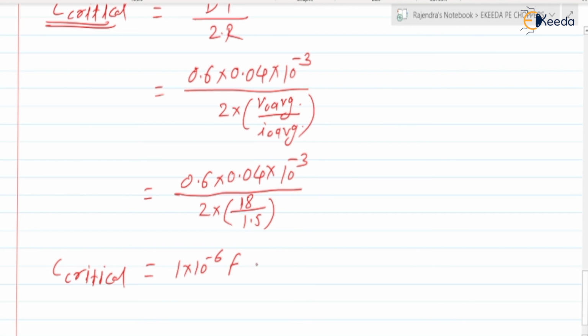If we put this value of C, then we will get the V_C waveform or the V0 waveform just continuous. So this is about the second numerical related to the buck boost converter.